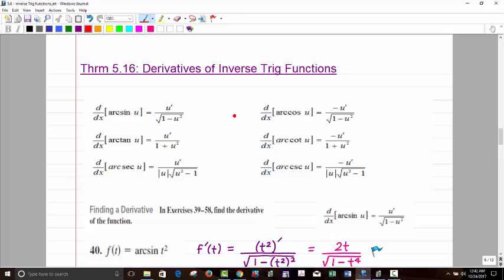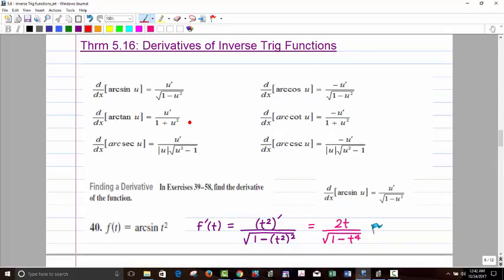I've got a proof of one of these down there on the very last page. I'll show you. I'm not going to read all these out since you can look at them.